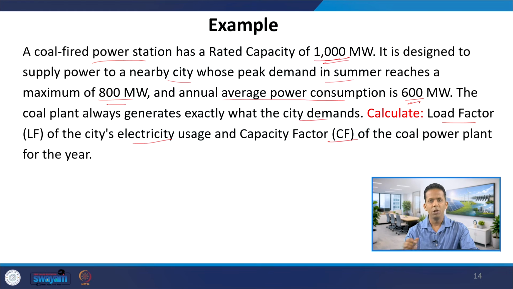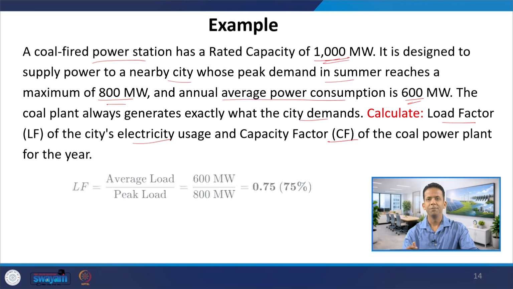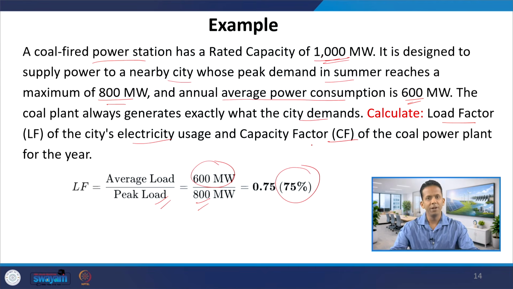So let us calculate load factor first. It is the average load by peak load. Average load is 600 megawatt for that city. Peak load is 800, which is reached at certain times, mainly during summer. So 600 by 800 comes out to be 75%. So load factor is 75%.